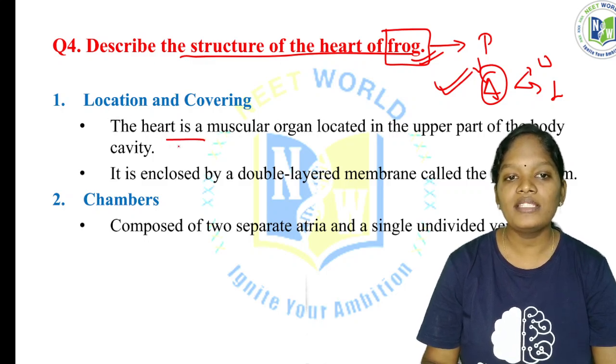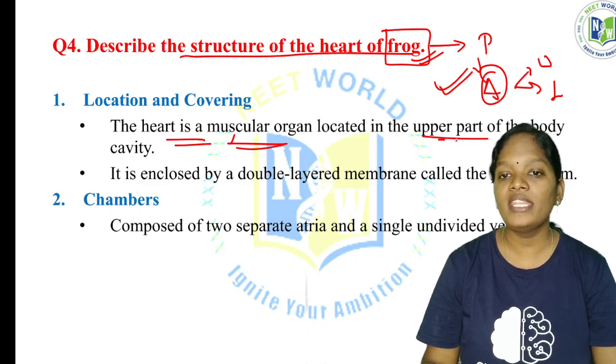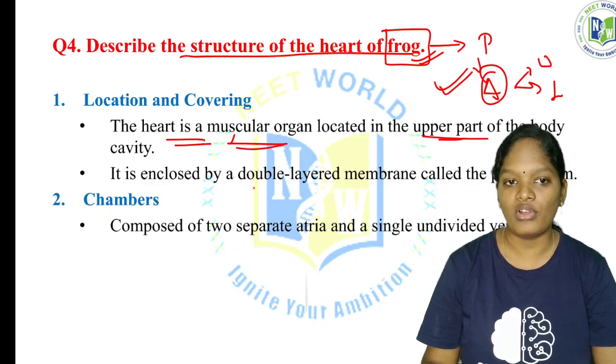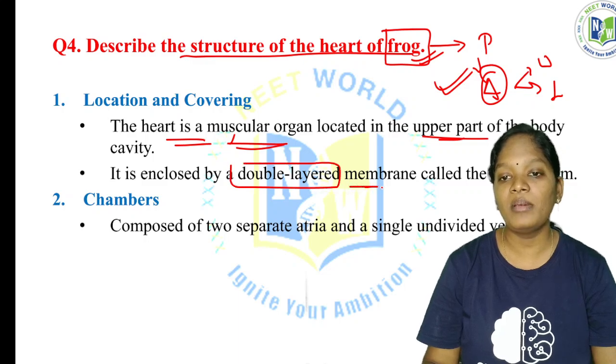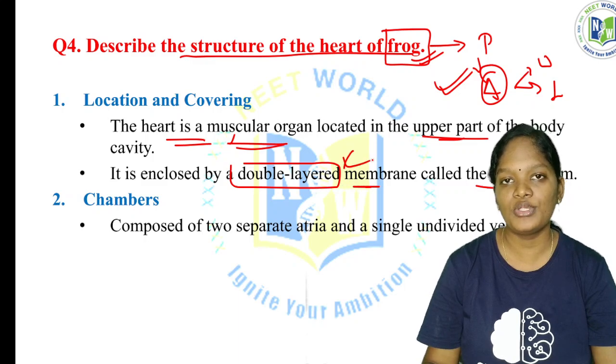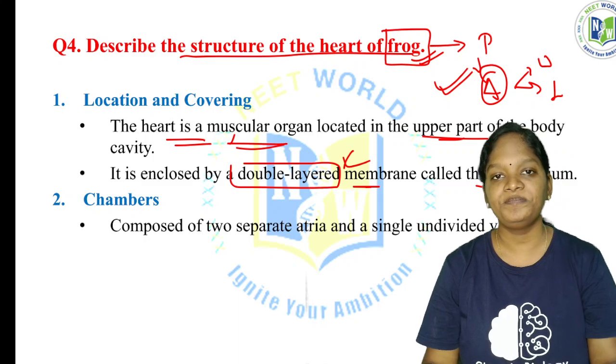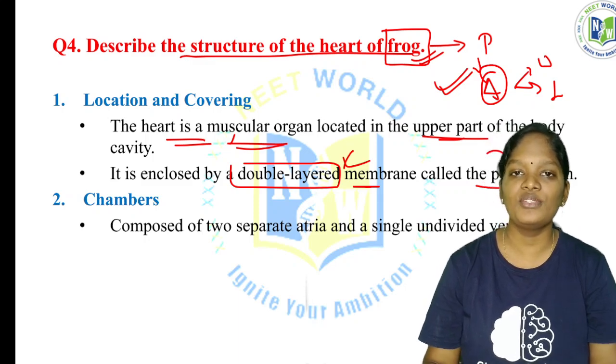The heart is a muscular organ, made up of muscles. It is located in the upper part of the body in the frog. It is enclosed by a double layered membrane, the pericardium. In humans also, the heart is enclosed by a double layered membrane called the pericardium. The same is true in the frog.